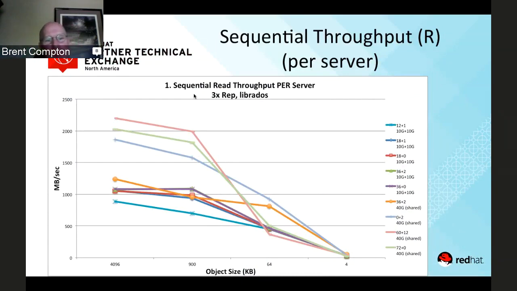Okay, so looking at the lines, what observations? One might observe that the good old tried and true 12 plus 1 bay server is the turquoise line. It's yielding per server just under the 10 gig network saturation point, which is about 1100 megabytes per second, somewhere in there. And then you see on top of that a couple of them per server hitting that network saturation point.